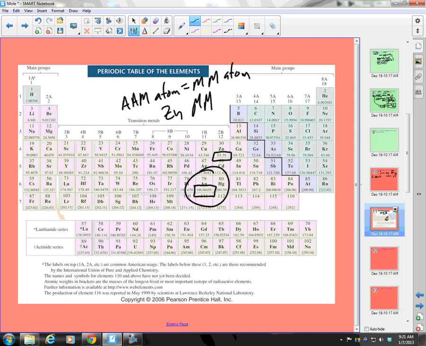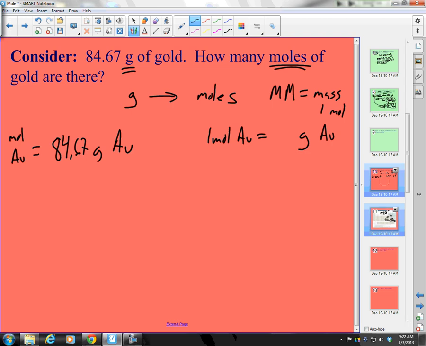And the thing about it is these units are in grams per mole when we're talking about molar mass. So that means the molar mass of gold, Au, is equal to 196.966 grams of gold per mole of gold. All right, we can do our problem. 196.966 grams of gold. Now that's probably more sig figs than we need, but here we go.